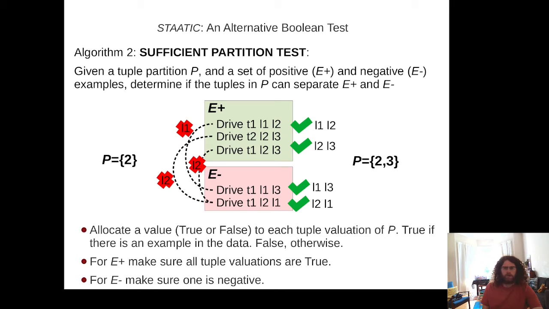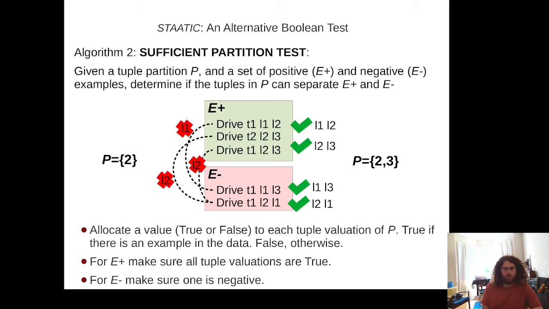The idea here is that we're just going to use these examples as part of the Boolean test. LOP was comparing optimal plans. We are going to use these examples, and this algorithm is given a tuple partition P and a set of positive examples and negative examples. We're going to determine whether that tuple is sufficient to separate the examples.